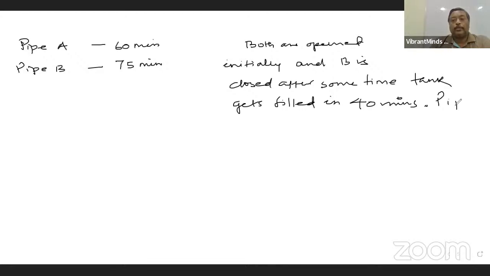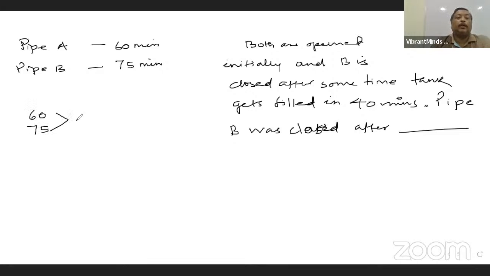So the question is, pipe B was closed after how many minutes? Now see, again we have 60, 75. The LCM is 300. Here we have 5 units per minute. Here we have 4 units per minute. And let's say A and B.